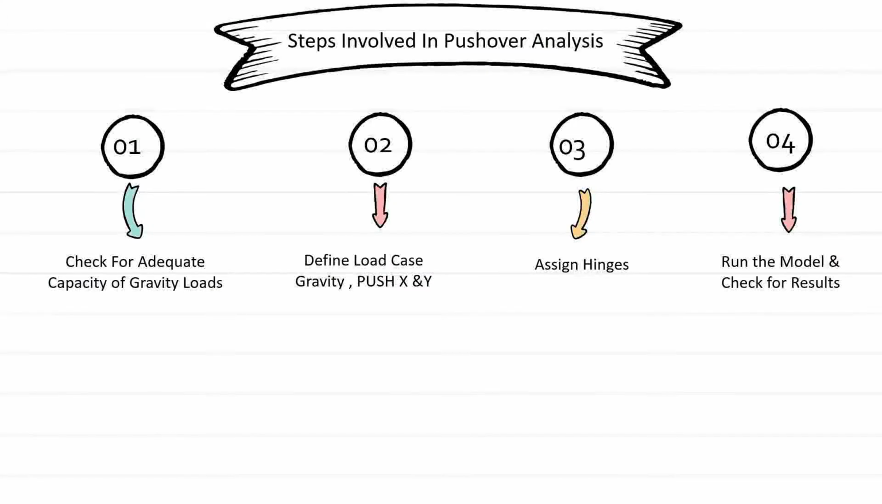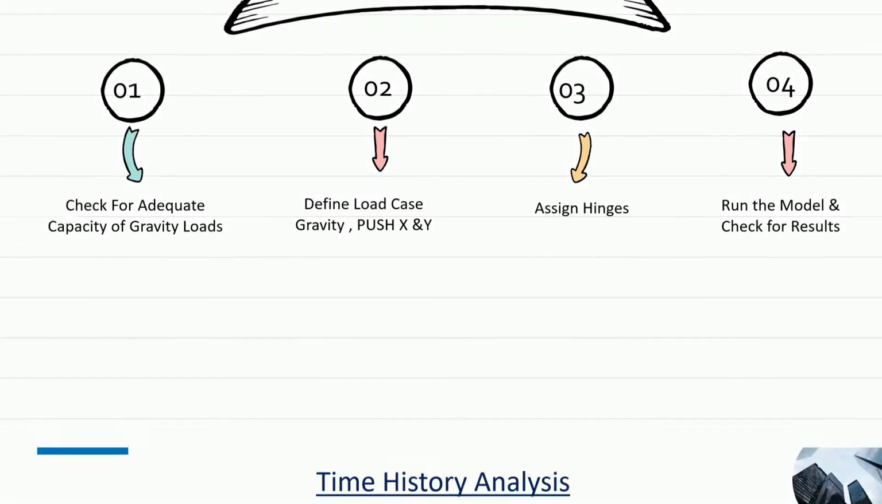Now, these are the four steps involved in the pushover analysis. The first step, we are going to check the adequate capacity for the gravity load. Then we are going to define the gravity load and the pushover in the X direction and in the Y direction, and we have to assign the hinges, then run the model and check the results. At the same time, we are going to follow the time history analysis also.